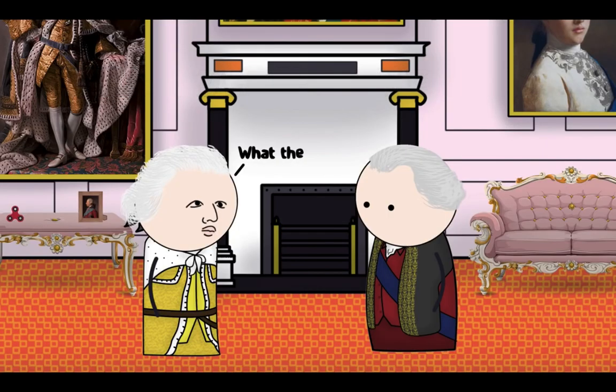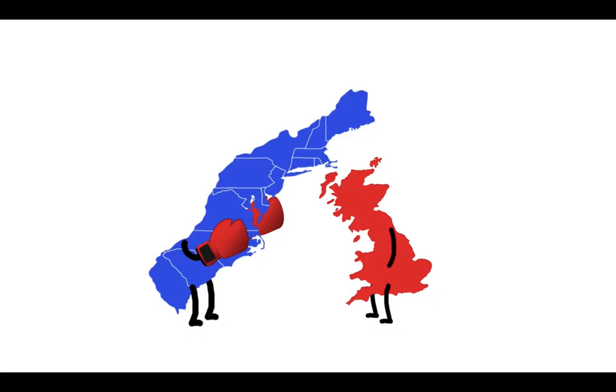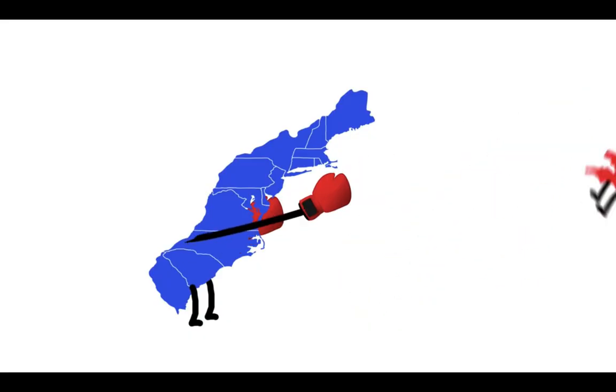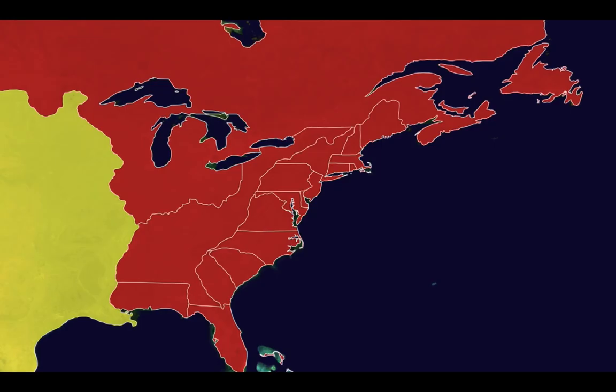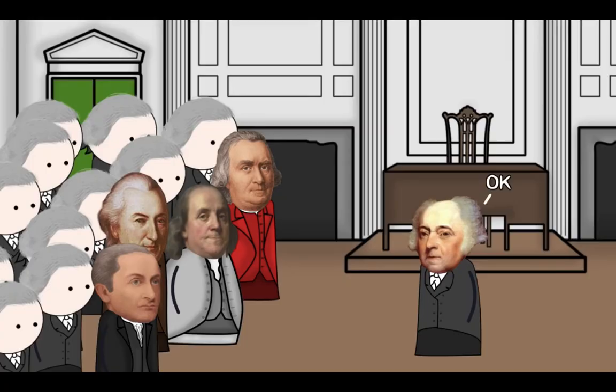What the fuck? Nobody knew what was going on. The colonies were in open rebellion, and for now, they even seemed to be winning. So King George fired General Gage, replaced him with General William Howe, and ordered the rebellion to be put down immediately.